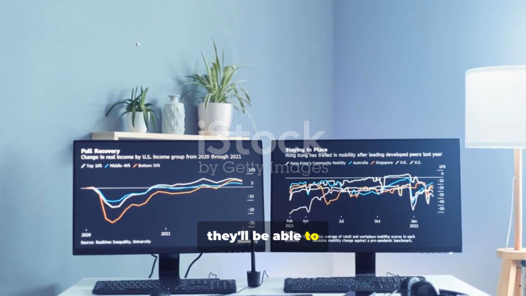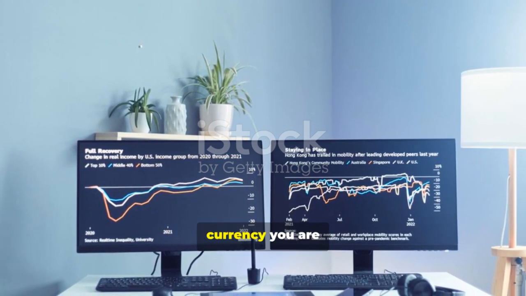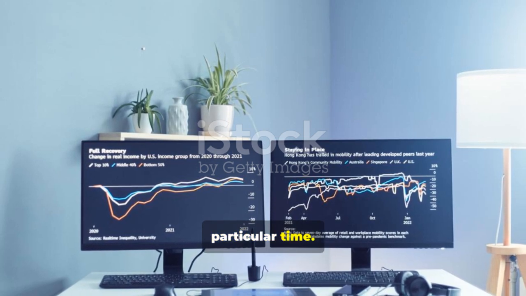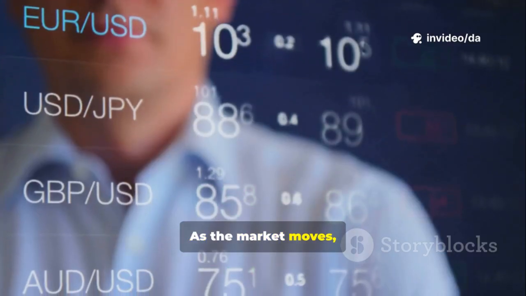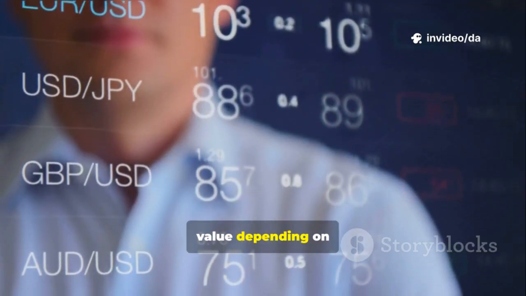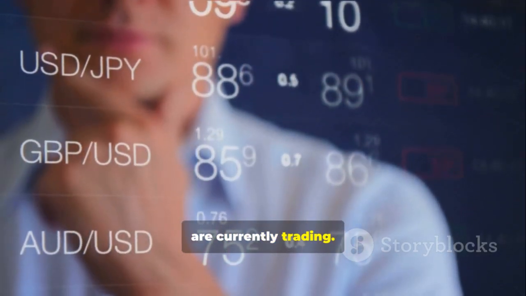Your broker may have a different convention for calculating pip values relative to lot size, but whatever way they do it, they'll be able to tell you what the pip value is for the currency you are trading at that particular time. In other words, they do all the math calculations for you. As the market moves, so will the pip value depending on what currency you are currently trading.